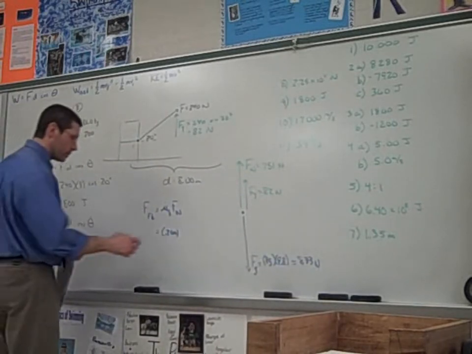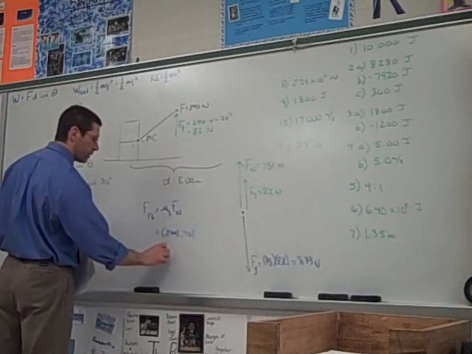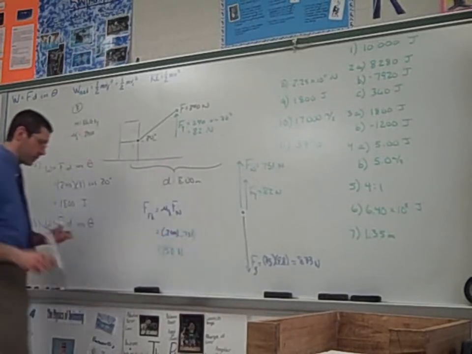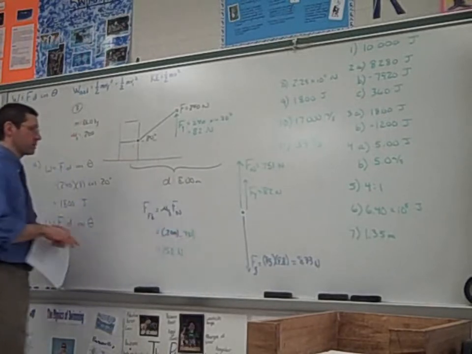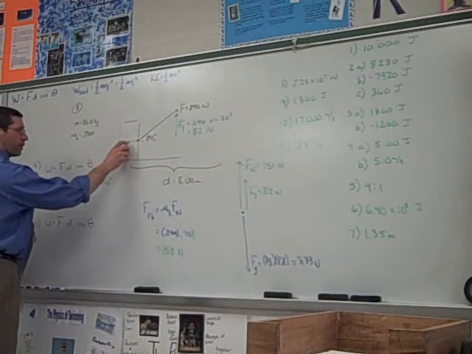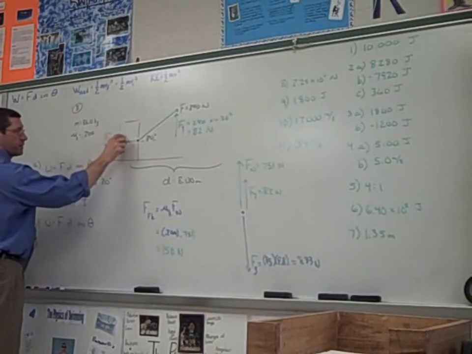So now you do 0.200 times 0.751 and get 150 newtons as your friction force. What's that? Not point, sorry, 751. Good catch. So now we know that there's also a friction force here of 150.